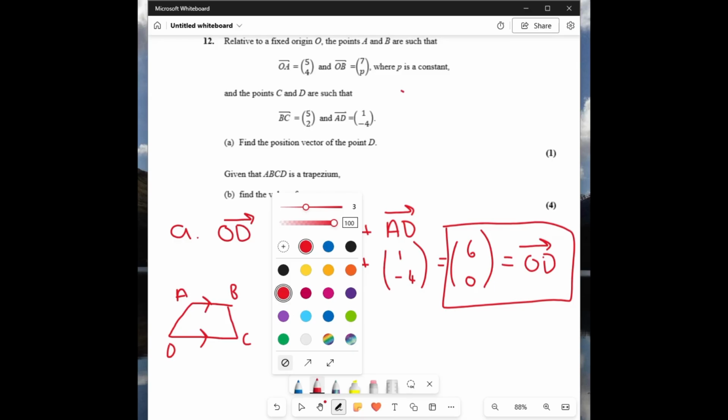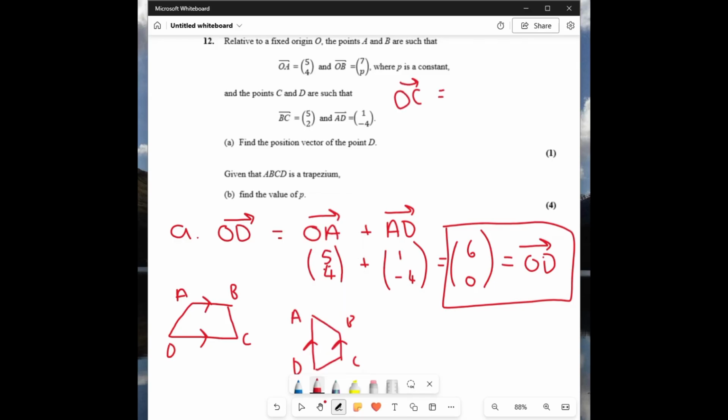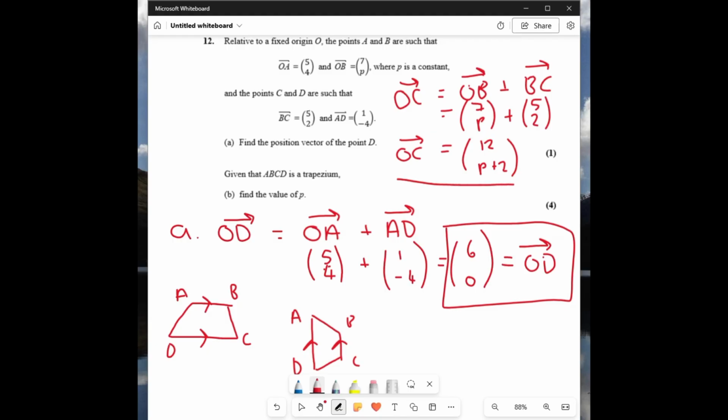OC, well, that's going to be OB plus BC, isn't it? So let's figure out what that is. It will be in terms of p, but it'll be better than nothing. So OB is (7, p) and BC is (5, 2). So OC is (12, p + 2). So now we have what all of the vectors are relative to that point O, the origin.